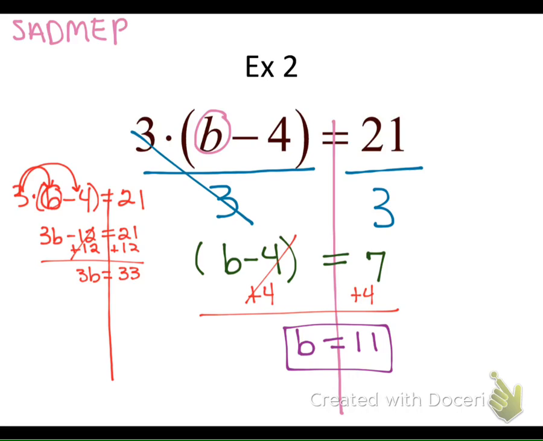Okay. So how do I get the b by itself? Jair? How do I get this variable b by itself? Divide both sides by 3, okay? So then b equals 11. Nice. I end up with the same answer. It just comes down to how you prefer to solve it.